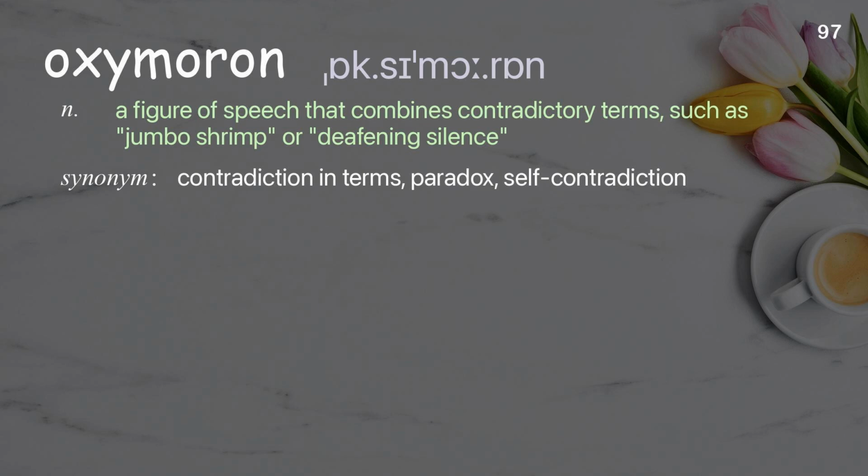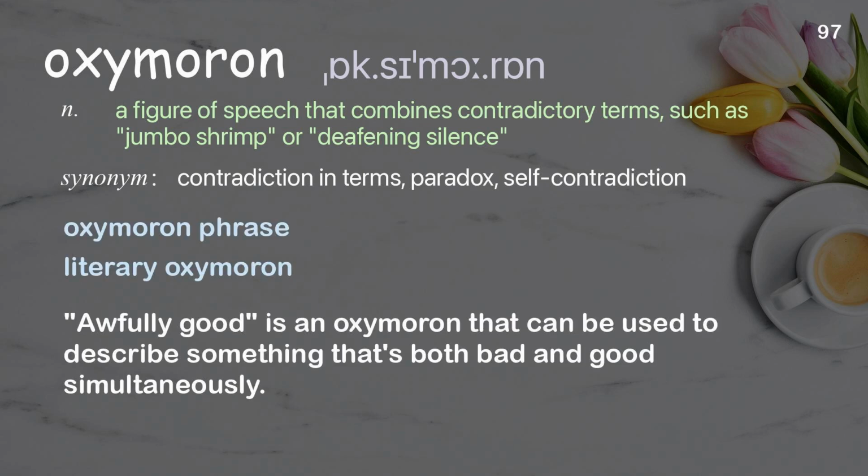Oxymoron. A figure of speech that combines contradictory terms, such as jumbo shrimp or deafening silence. Examples: Oxymoron phrase. Literary oxymoron. Awfully good is an oxymoron that can be used to describe something that's both bad and good simultaneously.